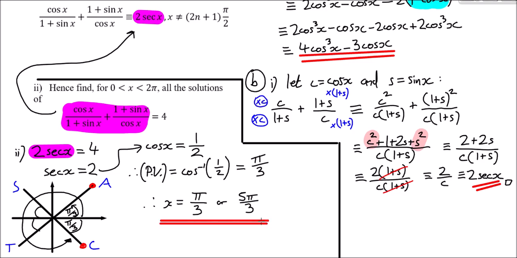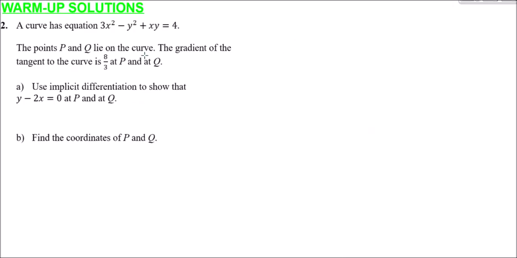Let's have a look at warm-up question 2 next. Warm-up question 2, and this is about implicit differentiation. So we have a curve with equation 3x² minus y² plus xy equals 4. Points P and Q lie on the curve. The gradient of a tangent to the curve is 8/3 at P and at Q.